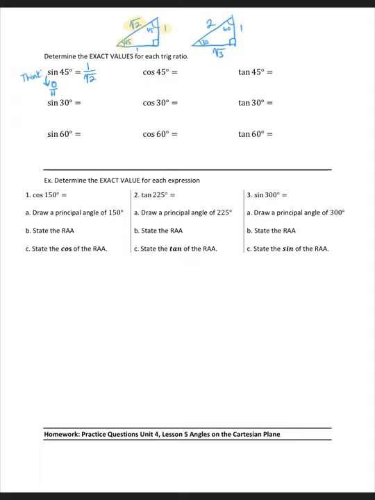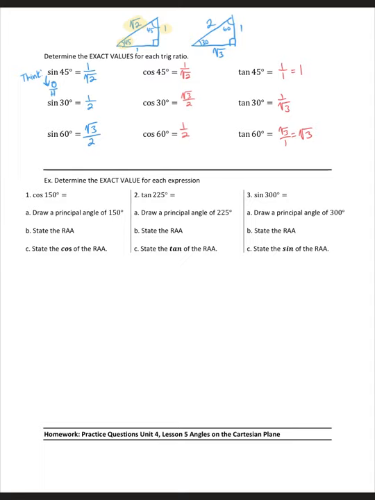So my opposite side is 1, and my hypotenuse is radical 2. I'm going to do the same thing with the sine of 30. If I look at my 30, opposite angle 30 is 1, and my hypotenuse is 2. And then I'll do the same thing with 60. Opposite angle 60 is a radical 3, and the hypotenuse is 2. Go ahead and pause this and finish filling this out for the cosine and tangent as well. Okay, so there you go. There's the rest of the ratios filled in.